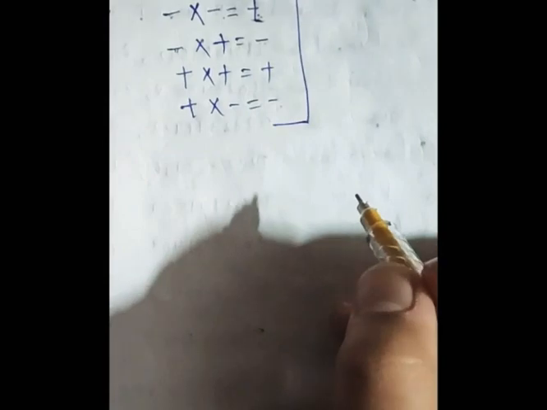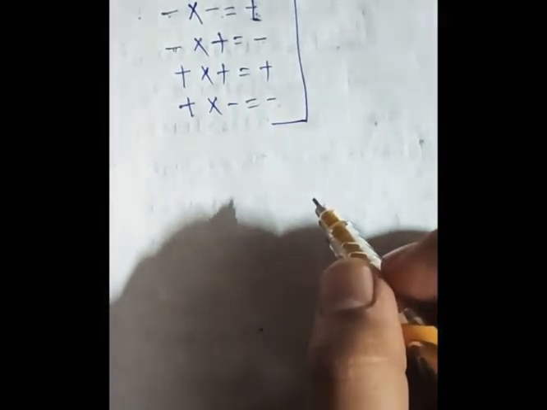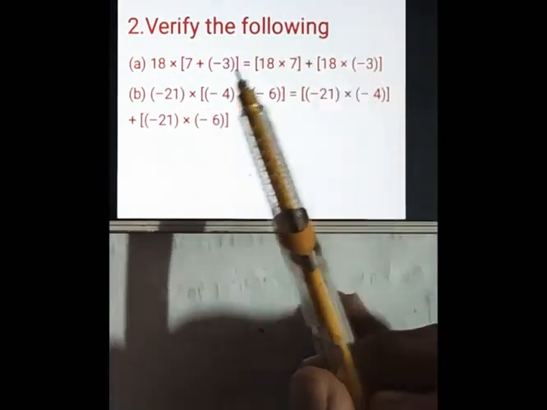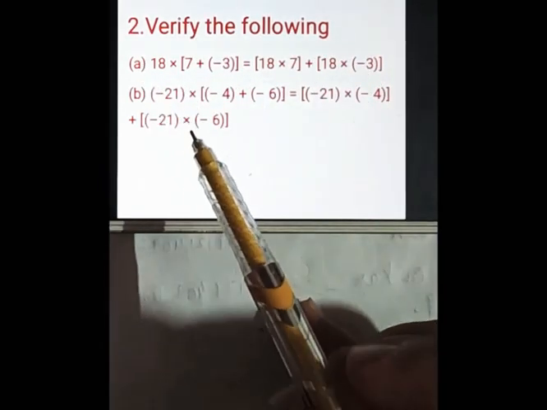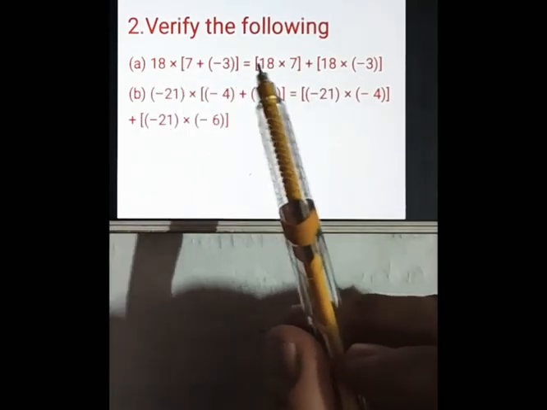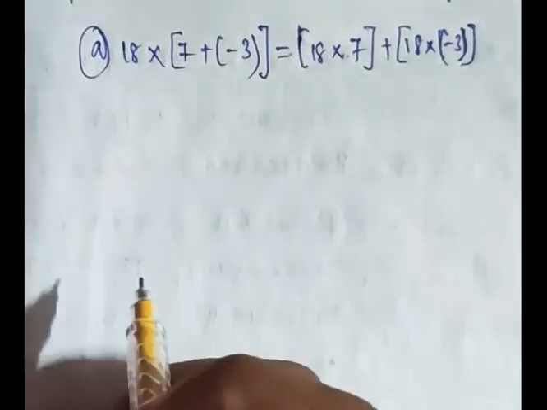Okay, now we will move towards exercise 1.3. Further exercise we will solve it. So we will try to solve number 2. Verify the following. Here there are 2 questions given, A and B, in which you have to verify the LHS and RHS. Okay, let us solve this.